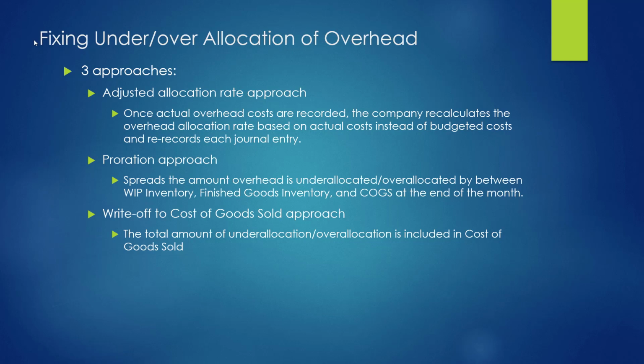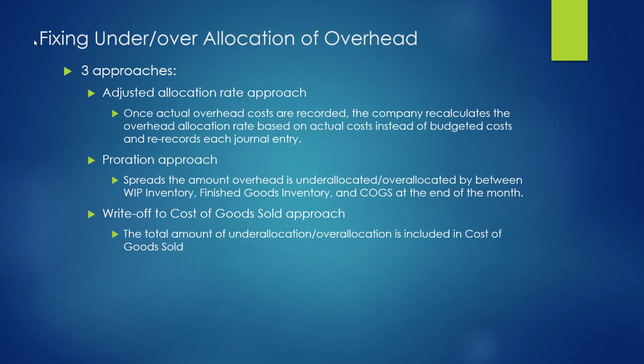And for some companies, that accuracy isn't worth the cost of having to pay your accountants hundreds, if not thousands of dollars of extra money to fix their books using the adjusted allocation rate approach. So this approach is unquestionably the best way to get accurate books, but it's also the most costly way. And sometimes costs don't warrant the benefits that you get from them.